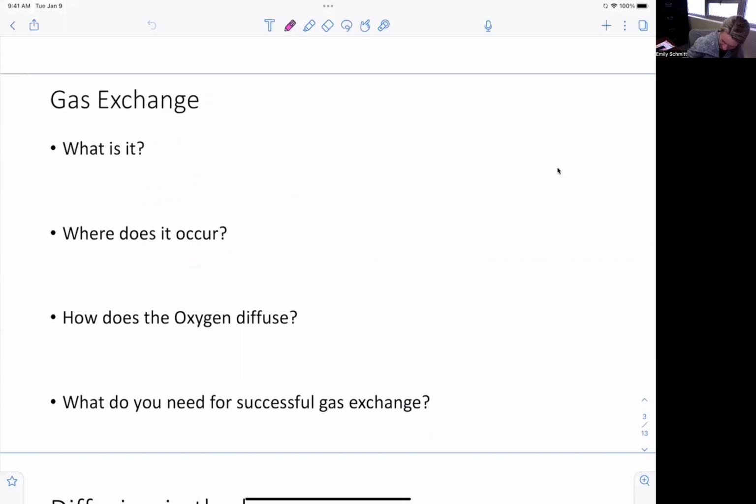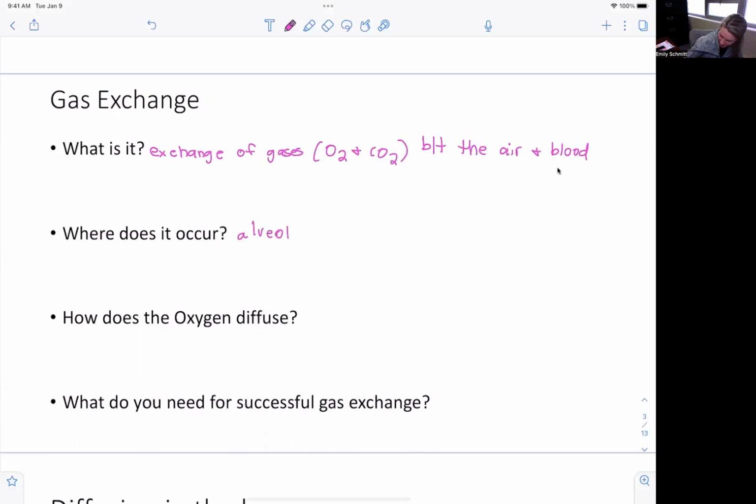Well, hopefully by this point, you know that it is exchange of gases, particularly oxygen and carbon dioxide, between the air and blood. Where does it occur? The alveoli. How does the oxygen diffuse? In simple terms, concentration gradients.